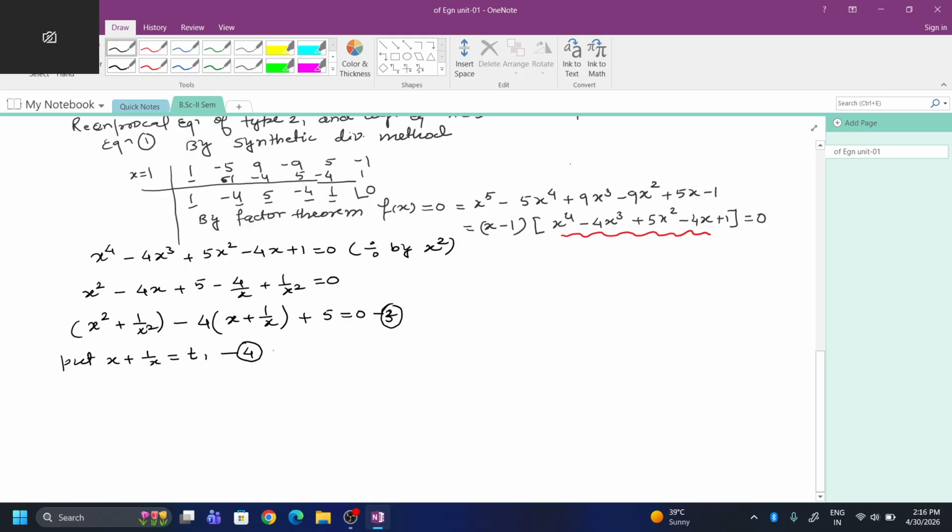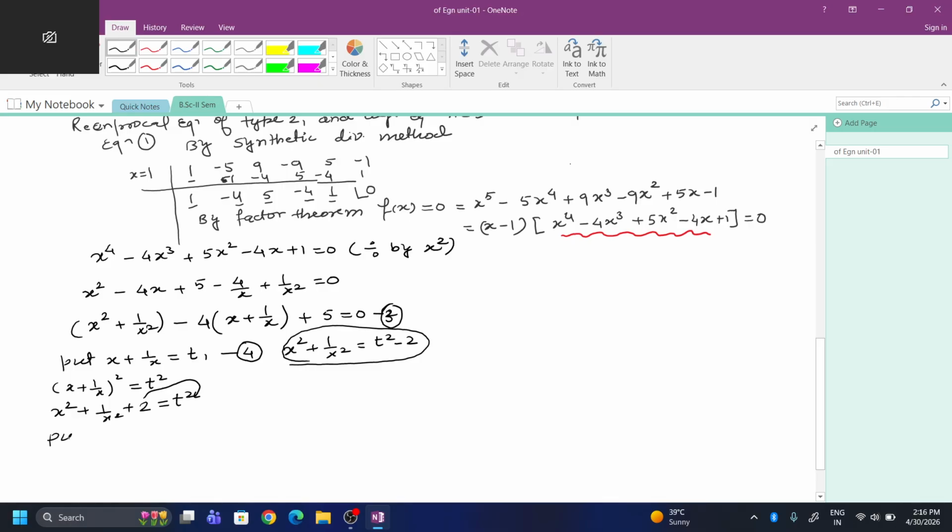So x square plus 1 by x square, it is equal to t square minus 2. It is very simple. You can take the square of this bracket, then this is your a square plus b square plus 2ab. It is equal to t square. You can transfer this 2 here. Then we get x square plus 1 by x square is equal to t square minus 2.